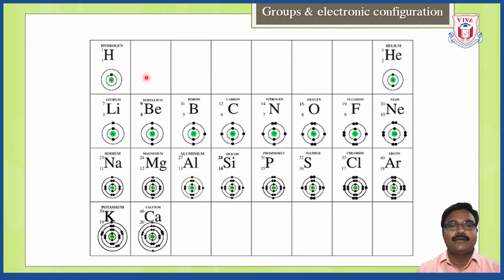Group means vertical columns. Now if you observe some elements shown in figure, that hydrogen, helium, sodium, potassium, you will see all the elements have only one valence electron in their outermost orbit, and that means they have same valency. That means down the group, if we write their electronic configuration, we will find same number of electrons present in their outermost orbit. Similarly here, beryllium to calcium, 2 electrons each present in outermost orbit, and therefore the electronic configuration shows some similarity in groups.